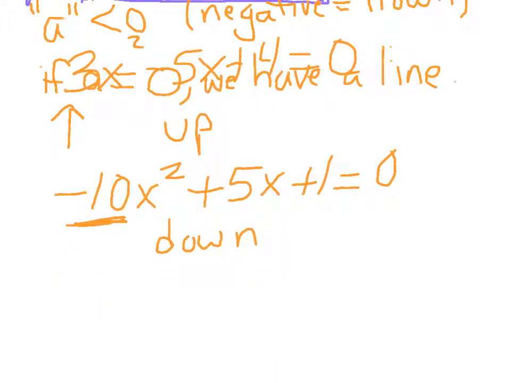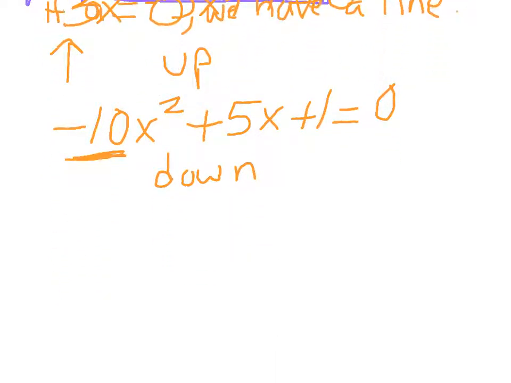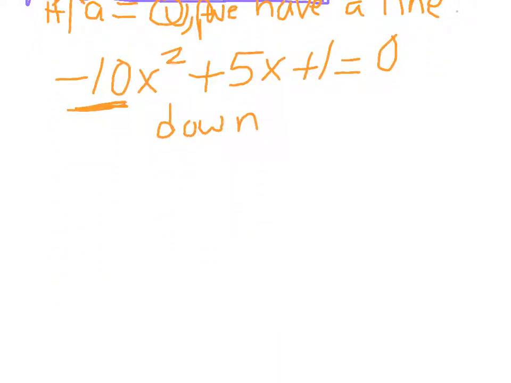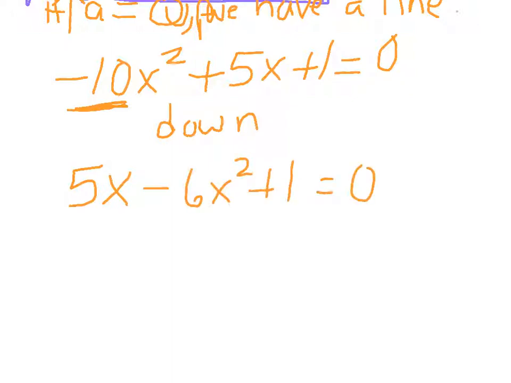Alright. Give me a chance to write this one. Don't holler at me yet. Let's try this one. 5x minus 6x squared plus 1. Up or down? Did I fool you or not? I know, I was really tricky. I put the x squared in the middle. That negative sign is married to the 6. So our a value is negative, so it's going to open down. Can't fool you.